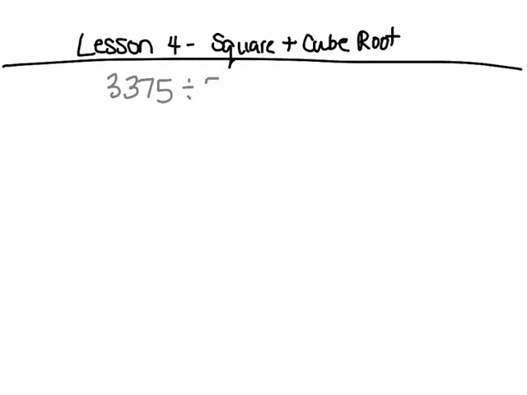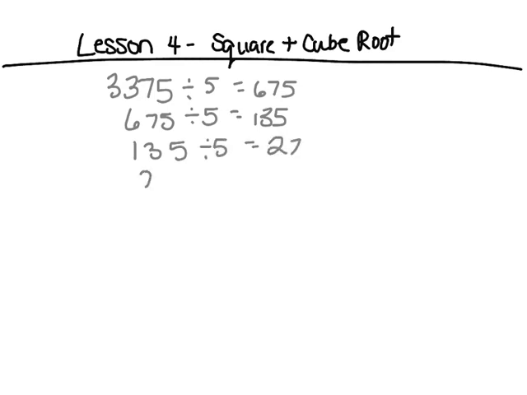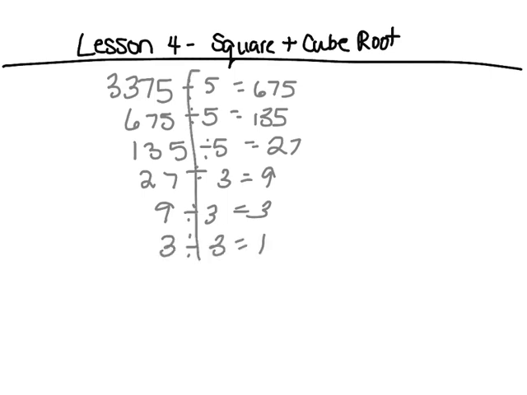So divided by 5, you get 675. 675 divided by 5 is equal to 135. 135 divided by 5 is equal to 27. 27 divided by 3 is equal to 9. 9 divided by 3 is equal to 3. 3 divided by 3 is equal to 1. So we have the prime factorization of 5 times 5 times 5 times 3 times 3 times 3.